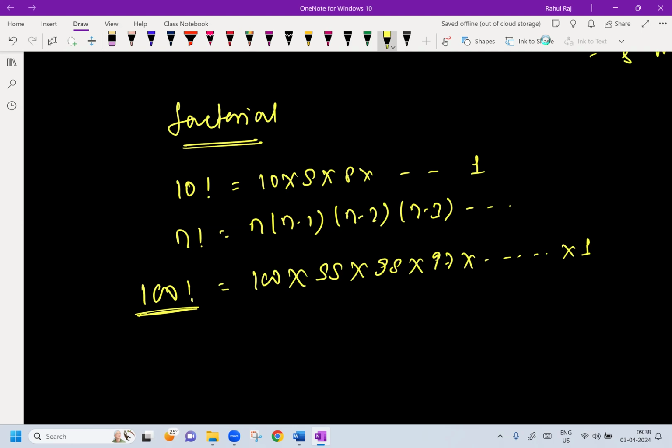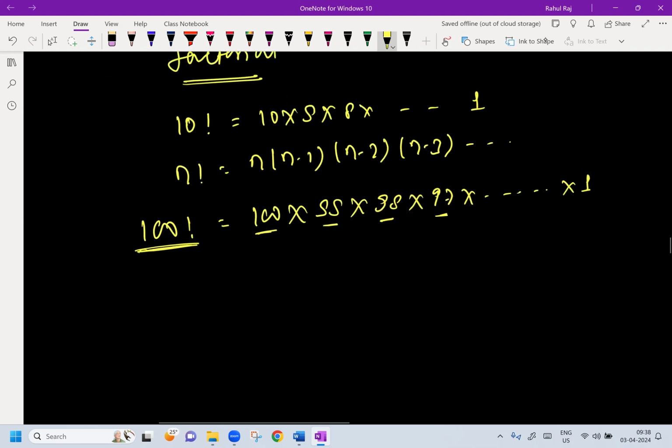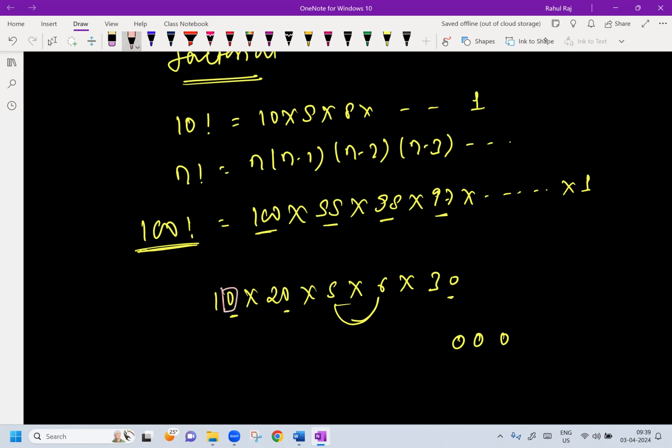So when you put 100 factorial, you are trying to multiply 100 into 99 into 98 into 97. So imagine if I ask you to multiply 10 into 20 into 5 into 6 into 30. Whatever way you multiply this, it doesn't matter. But how many zeros are there? 1, 2, 3. Three zeros will surely come at the end. And then more zeros may come because 6 into 5 is also 30. I don't know how many more zeros will come. But can I 100% ensure that this is 1 zero, this is 1 zero, this is 1 zero? This will be at the end for sure.